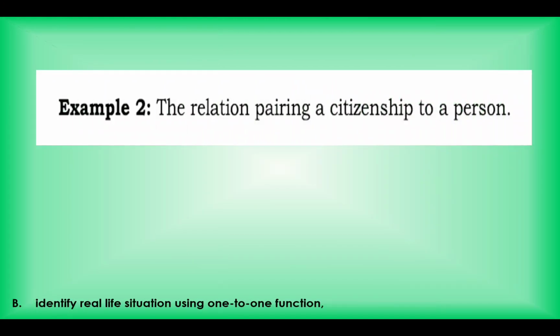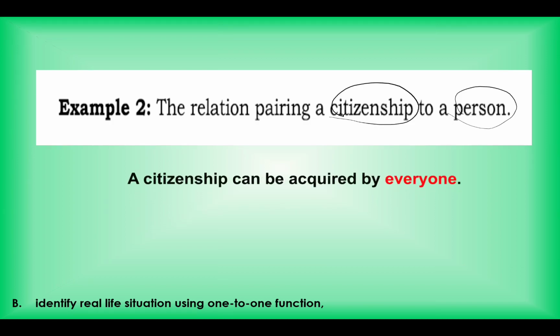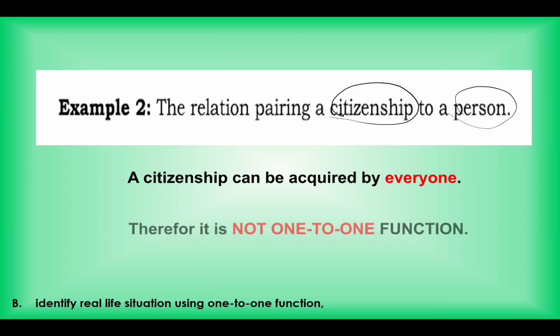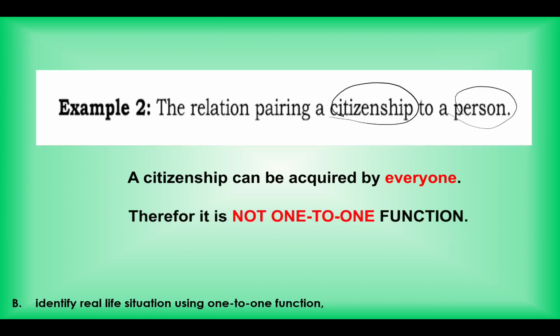The relation pairing between citizenship to a person. Citizenship, ang ating unang variable, at ang pangalawa ay yung taong magkakamit ng citizenship. Alam natin that a citizenship can be acquired by everyone. So, ibig sabihin, ito ay hindi nagpapakita ng one-to-one function.